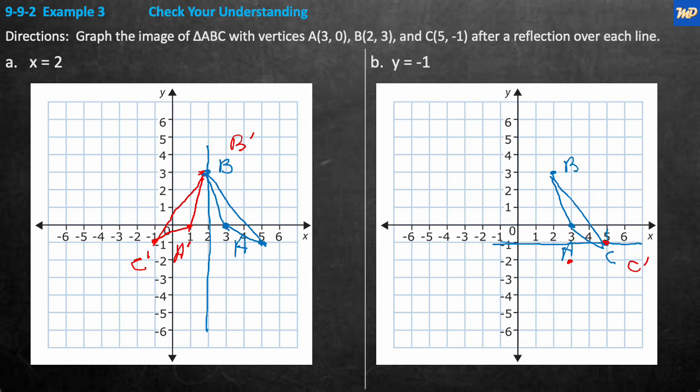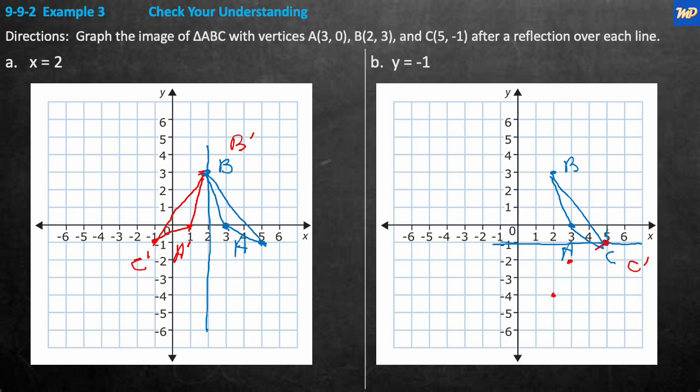Oh, I'm in the wrong spot. Sorry. It's 1, 2, 3, 4 up and 1, 2 out. I said 3, I meant 2. And it's 1, 2, 3, 4 down. Okay, didn't quite get that one going right.